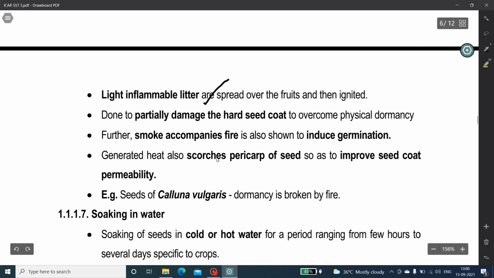The generated heat scorches the pericarp of the seed so as to improve the seed coat permeability. Scorching, the example here is seeds of Colophospermum, where dormancy is broken by fire. Also Enterolobium cyclocarpum and Hymenaea courbaril in India, where fire enhances the germination of these seeds by overcoming the seed dormancy. One thing to note is that dry heat caused complete failure of germination in the case of Albizia procera and Paraserianthes falcataria in India.